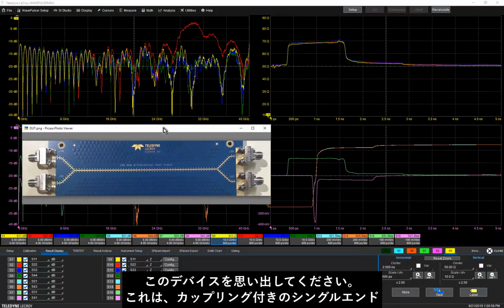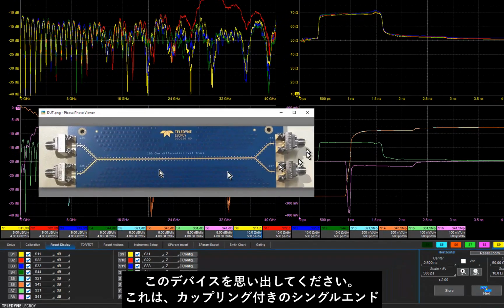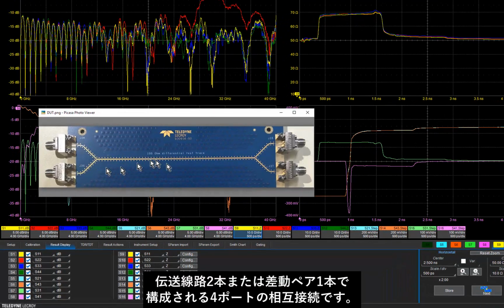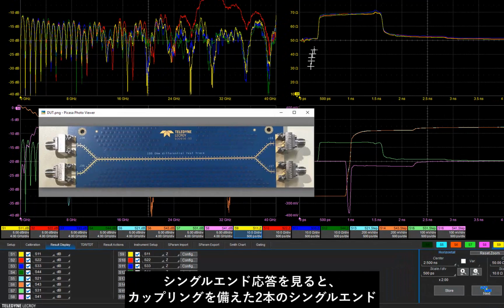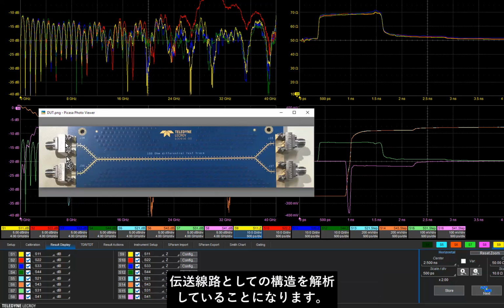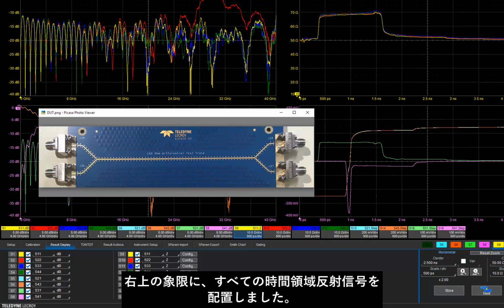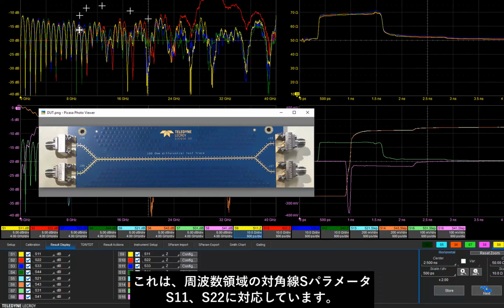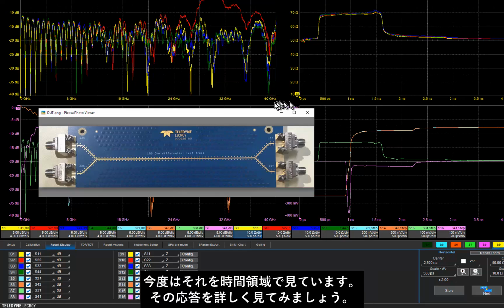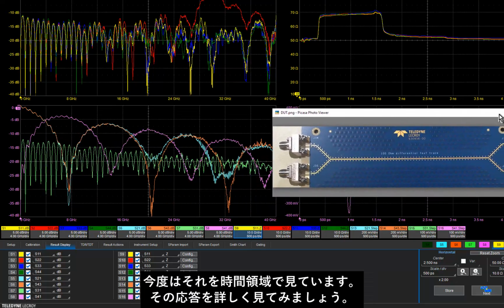So remember our device. It's a 4-port interconnect composed of 2 single-ended transmission lines with coupling or 1 differential pair. When we look at the single-ended response, we're analyzing this structure as 2 single-ended transmission lines with coupling. In the upper right quadrant, I've placed all of the time domain reflection signals, and that corresponds to the diagonal S parameters S11, S22 in the frequency domain. Now we're looking at it in the time domain. Let's take a close look at that response.